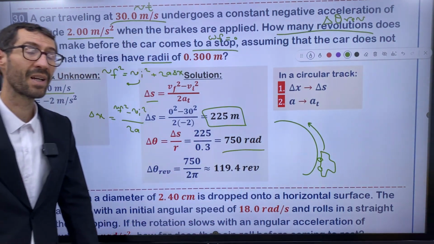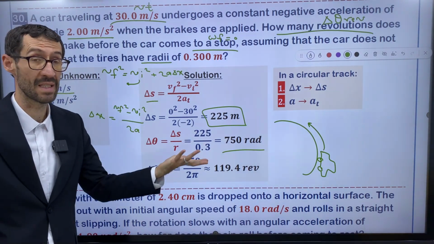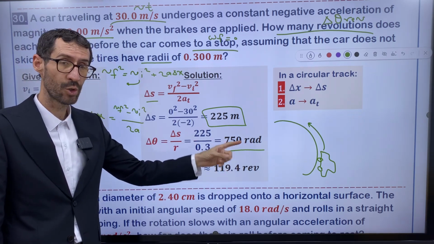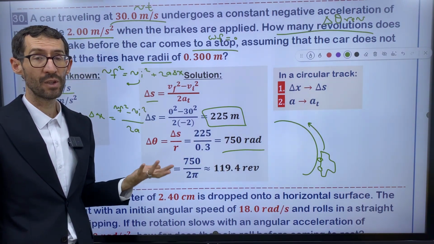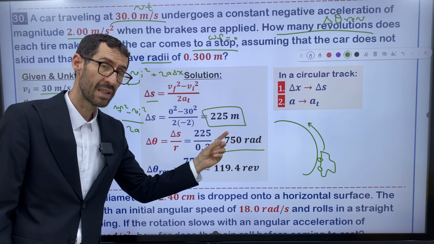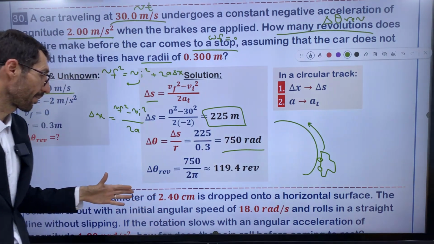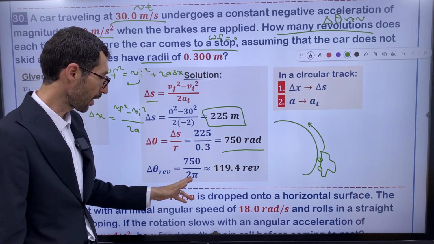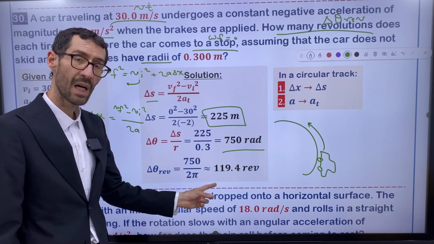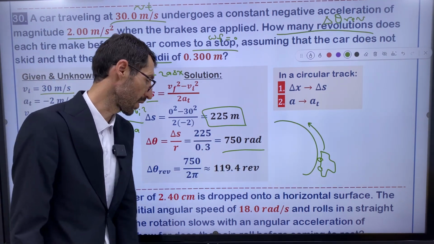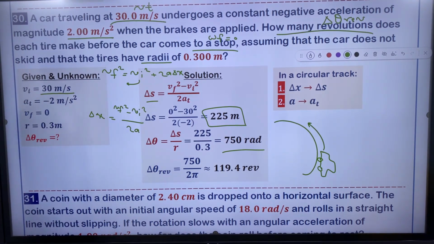No. Because it says how many revolutions, right? So we have one more step. You have to convert rad into rev. How to convert rad into rev? Just divide delta theta in rad by 2 pi. 750 divided by 2 pi is approximately 119.4 revolutions. This is the answer, right?